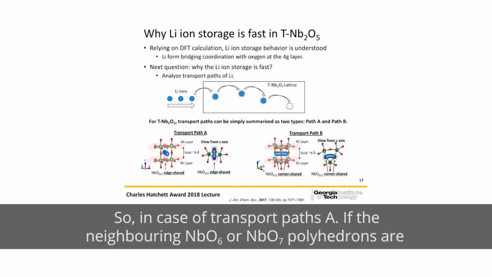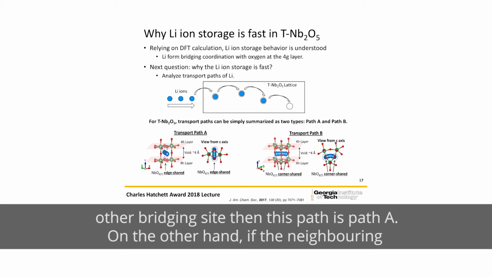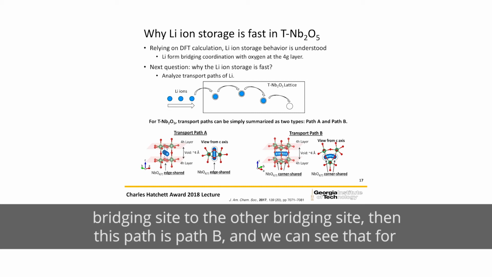So in case of transport path A, if the neighboring NbO6 or NbO7 polyhedra are bonded through edge sharing, the lithium ion can move from this bridging site to the other bridging site, then this path is path A. On the other hand, if the neighboring NbO6 or NbO7 are bonded through corner sharing, when the lithium ion moves from this bridging site to the other bridging site, then this path is path B.